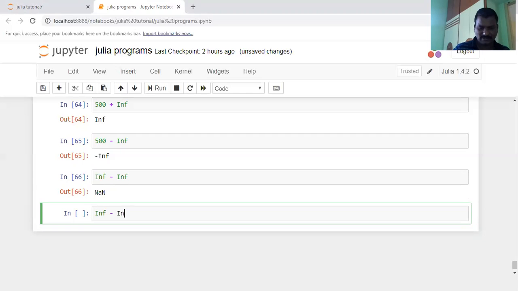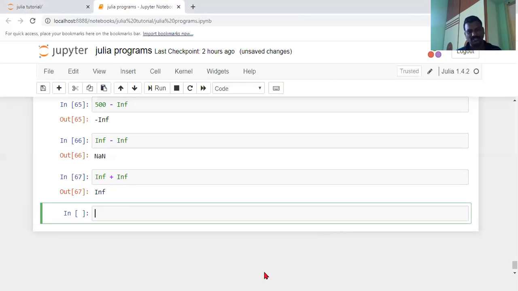Infinity plus infinity, I'm taking only plus here. What is the value? That value is infinity. You will identify the difference here. Infinity minus infinity gives a different value.